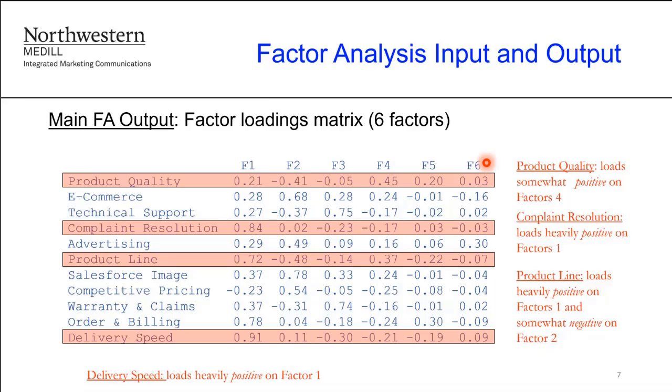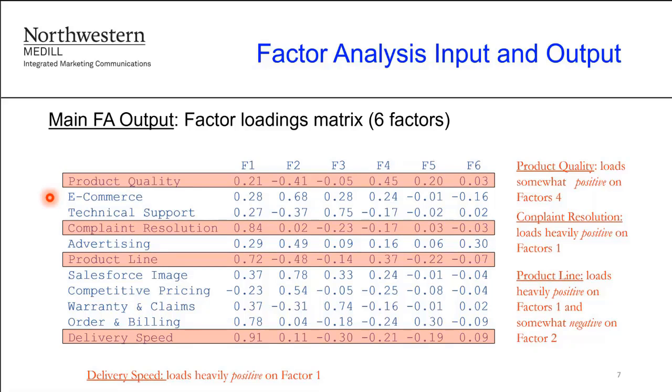If you feed the correlation matrix that we saw in the previous slide, this is the output from the factor analysis. This is the main factor analysis output, called the factor loading matrix. Here we have 6 underlying factors from the factor analysis. And how many inputs do we have? We have 11 questions from the survey.